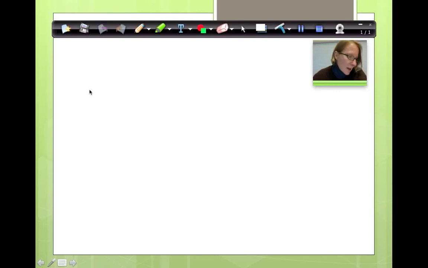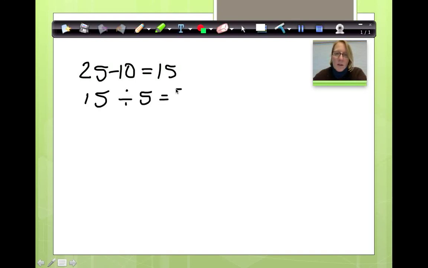Only this time, let's do this. Let's combine it and then we're going to check it out to see if it matters where our parentheses go. Okay, do I have my pencil? Okay, 25 take away 10 equals 15. And then I have 15 divided by 5 equals 3. Okay, I'm going to combine it into one equation instead of two. There's a 15, there's a 15. So I can put this right in place of this, right? Because they both equal 15. Okay, so let's do that.